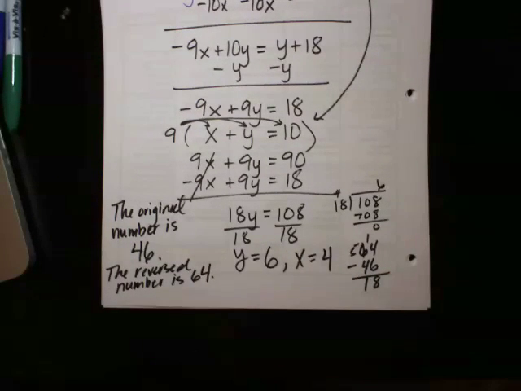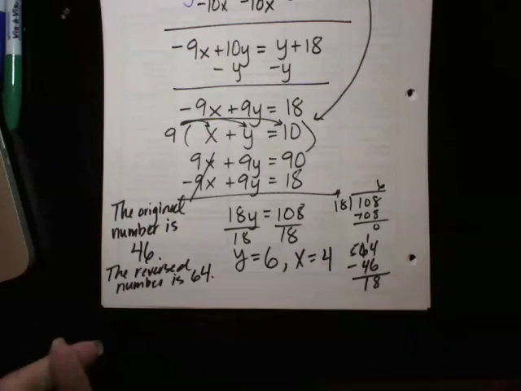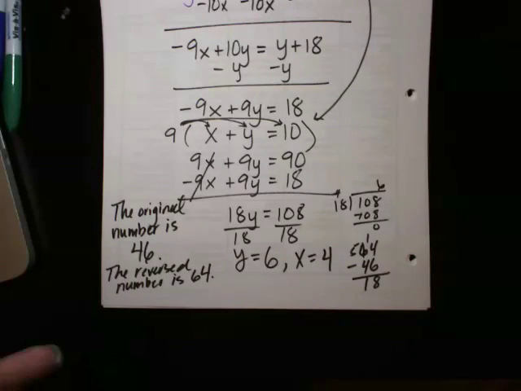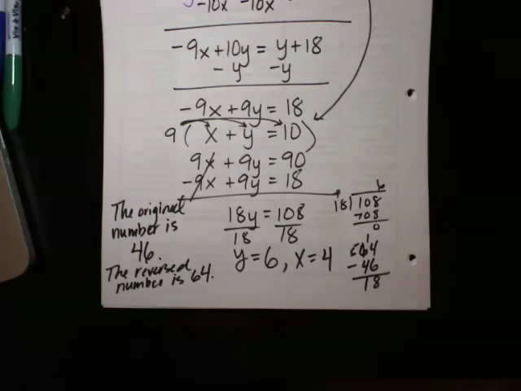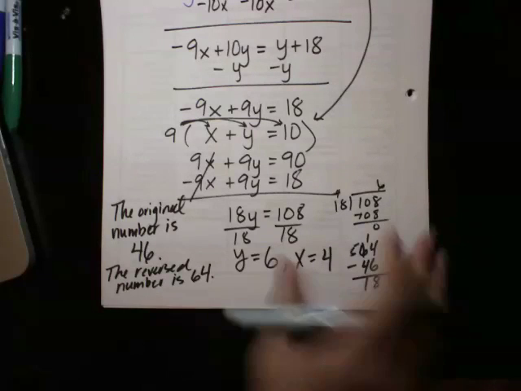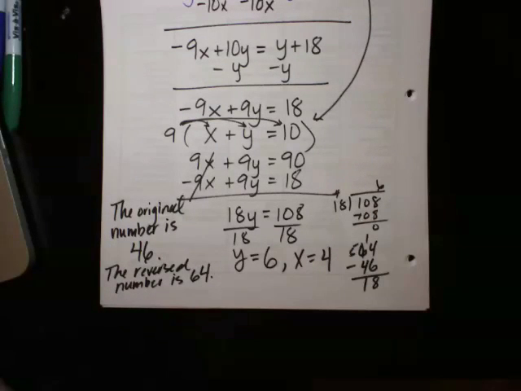18. So yes, this was correct. Our original number is 46. Reversing the numbers, you would get 64, which is 18 more than the original number. Okay, so we have defined our variables. We have translated the question into two equations. We have solved for our equations, we have answered the question, and we have checked our work. 5 steps. Let's try this with another example.